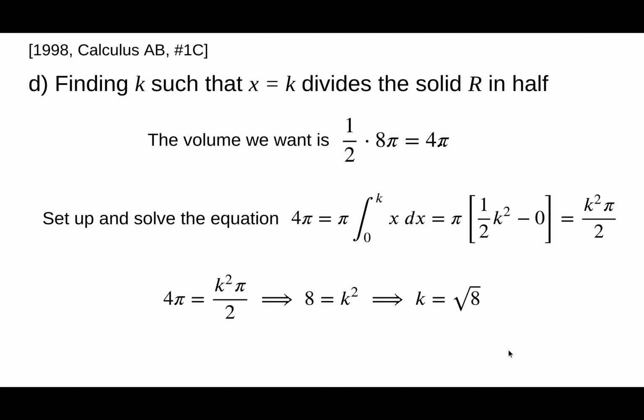And since we aren't considering negative values for x in this region where R is defined, we don't have to worry about the negative version of square root 8 showing up. We know it's only going to be the positive version. So k is the square root of 8.